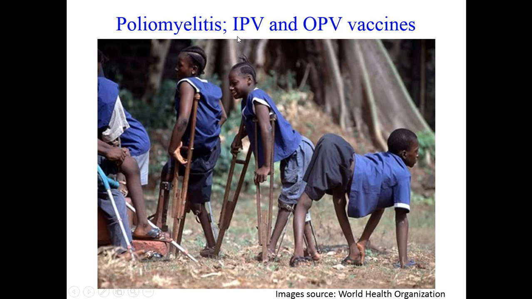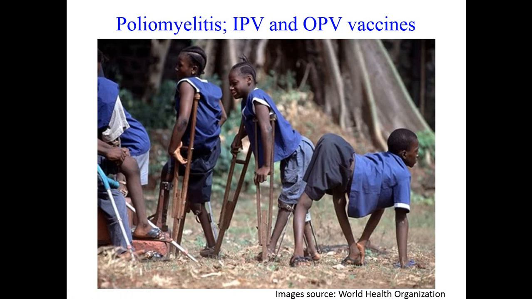One uses the dead virus, and it's called IPV, for inactivated polio vaccine, and it's injected into the person. So some people call it injectable polio vaccine. So it's dead virus. If you inject somebody with IPV, antibodies will be produced in the blood that will neutralize the virus after it enters the blood.